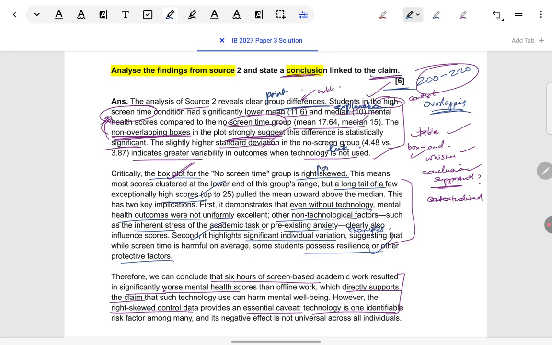Same thing you will see here. The point is there is a right skew in the data. Explanation and examples again link back to the claim: if there's a right skew, what does it mean in terms of technology and mental health? And then the link is that, in terms of the claim, maybe there are other factors that are also playing a role. So everywhere throughout this paper, only the PEEL format is followed.